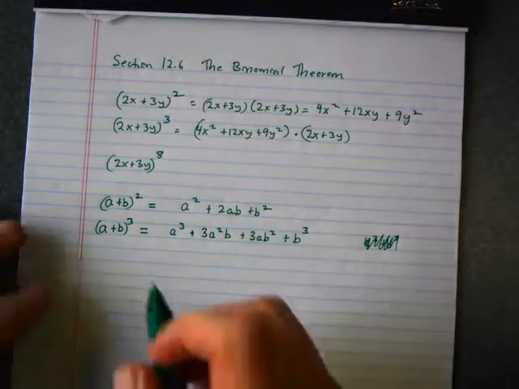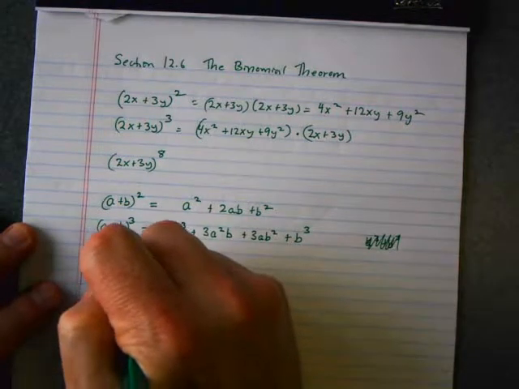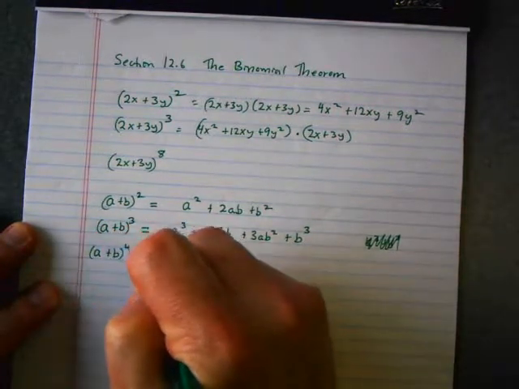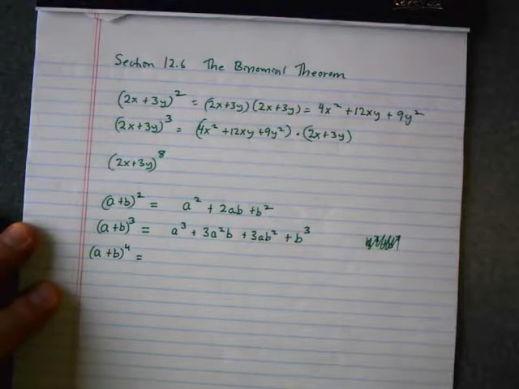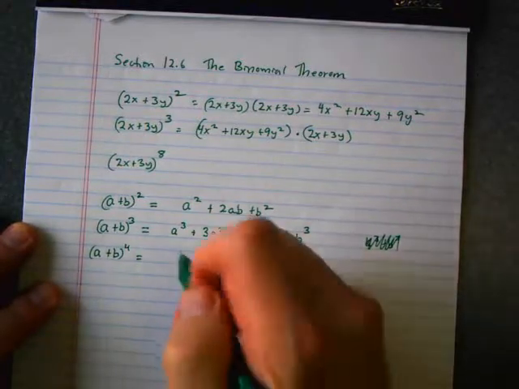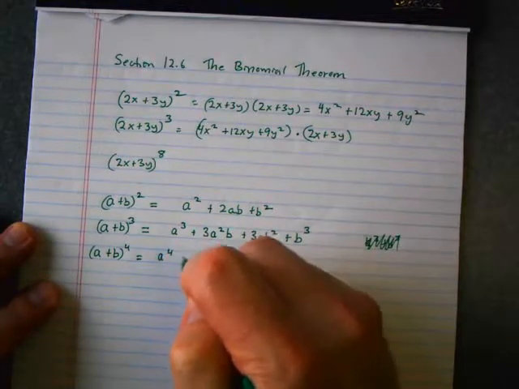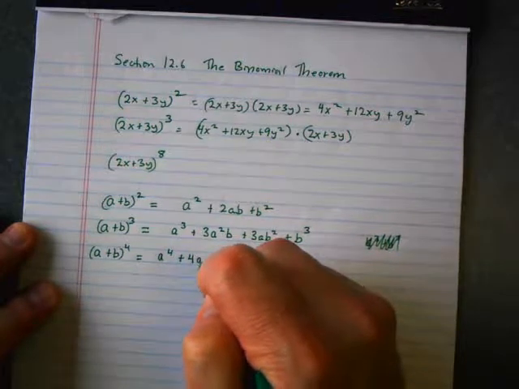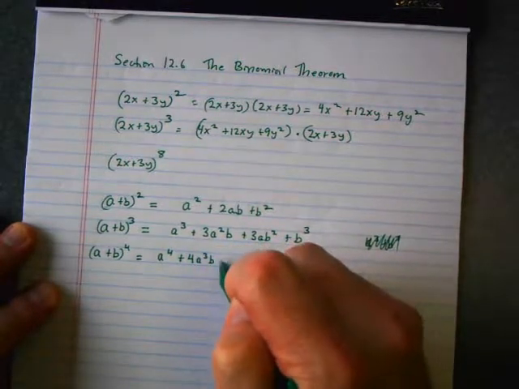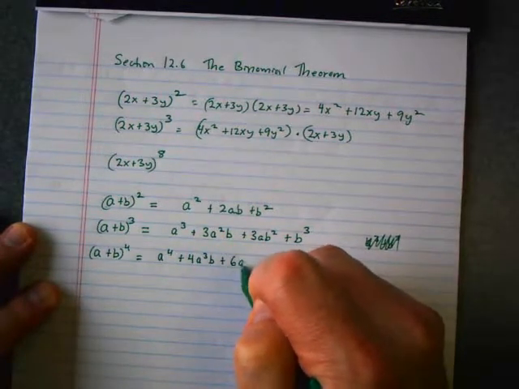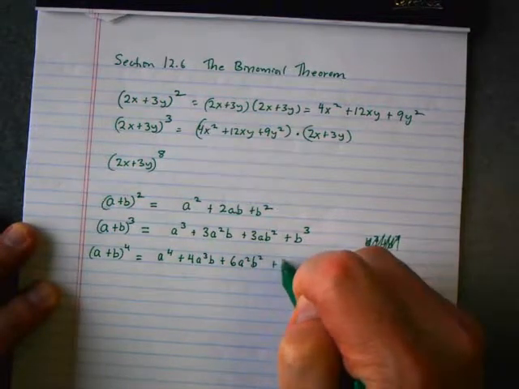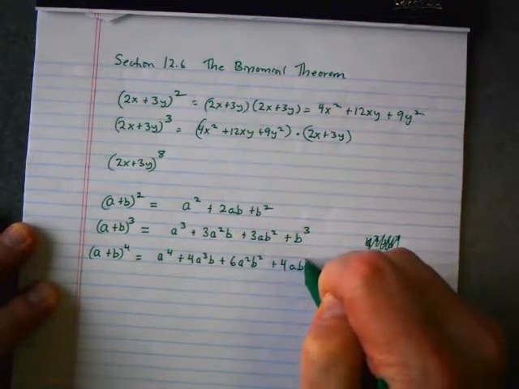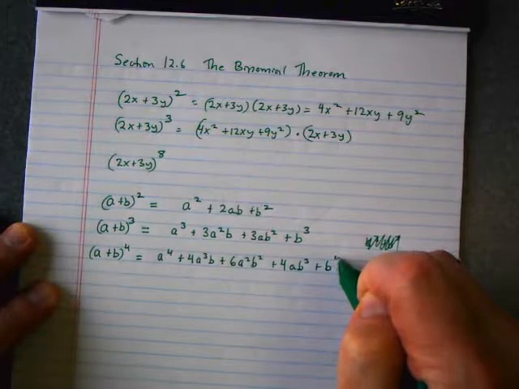All right, one you probably haven't seen. There happens to be a formula for a plus b to the 4th. And I'll tell you what it is. And then we'll see if we can find a pattern here. This is a to the 4th plus 4a cubed b plus 6a squared b squared plus 4ab cubed plus b to the 4th.